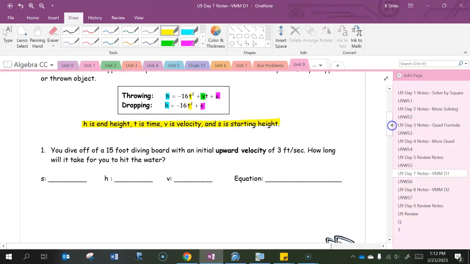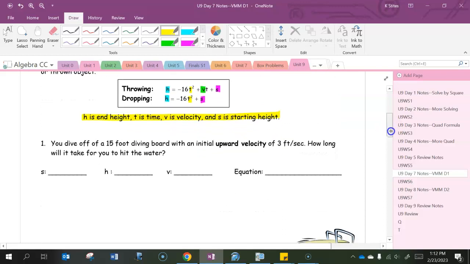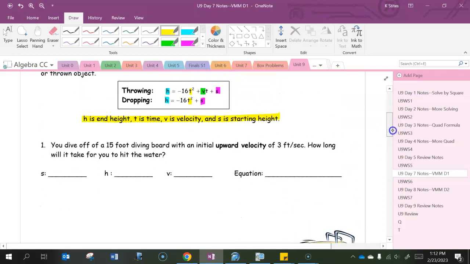All right, so the first thing we want to figure out is whether this is a throw or a drop problem. Sometimes you are going to be given that information very immediately. So for example, number 1: you dive off a 15-foot diving board with an initial upward velocity of 3 feet per second. How long will it take for you to hit the water? Well, notice that they give you a velocity here, and so this means that we are going to use the equation that has velocity, which is our throw equation.